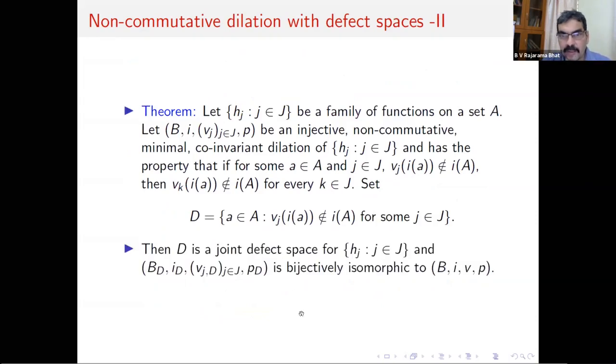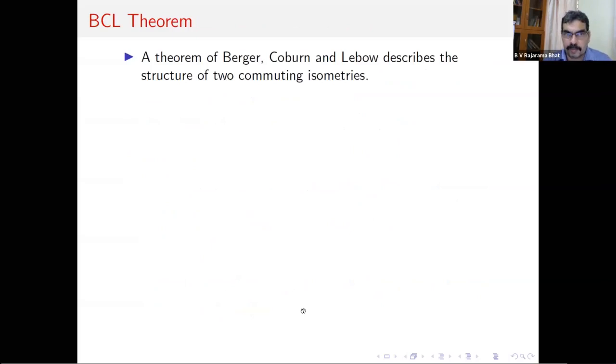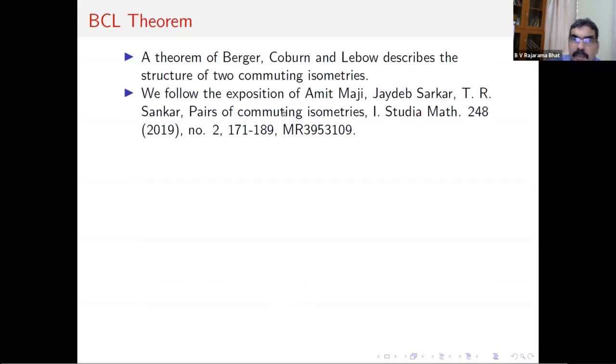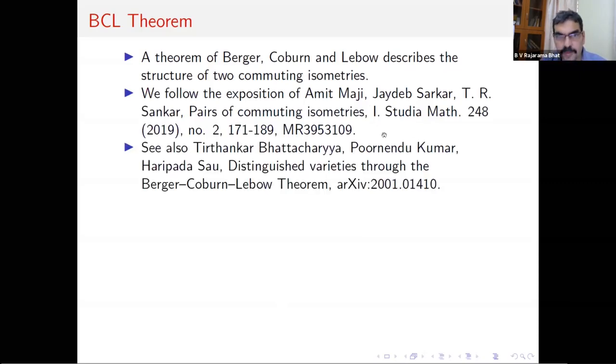Because I think it's better I go to the BCL theorem. So here is the BCL theorem of Berger, Coburn, Lebow. I have now done the single variable and multivariable cases. Now the BCL theorem is for a pair of commuting isometries. We are following this presentation here, since their result is rather old and difficult to read, so you can look up this nice presentation.